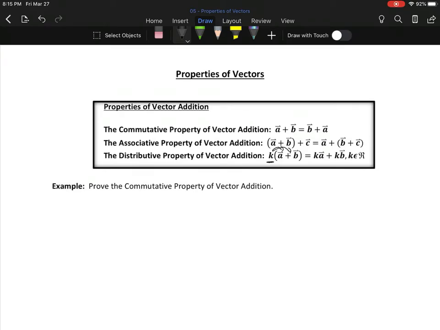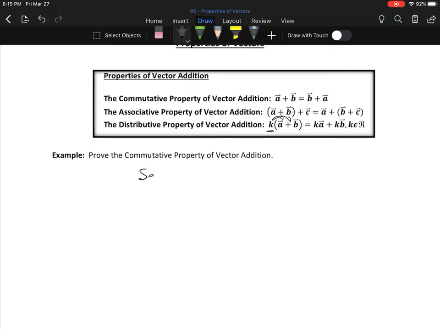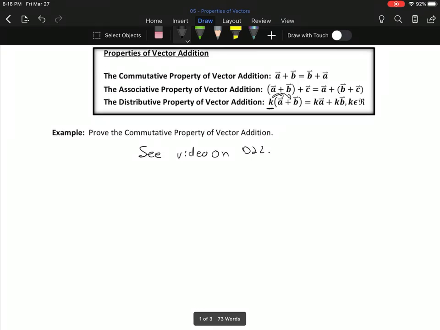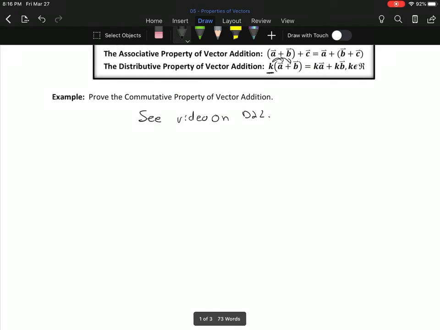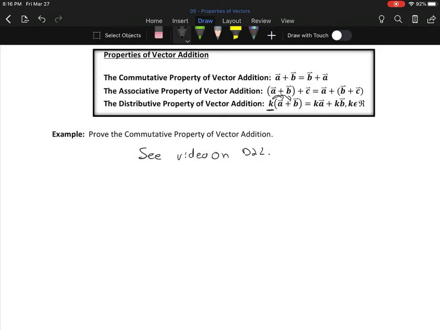Now, moving forward, when there are nice videos on the internet already created that do exactly what I want, I will use those to explain parts of the lesson. It's the only way I'm going to be able to keep up with videos, I think. So I'm going to try to use the resources that are out there when I deem them to be excellent. I have found a nice video that proves the commutative property of vector addition. So see the video on D2L. I've linked it there. It's another YouTube video by another person that has done a great job of proving the commutative property of vector addition.